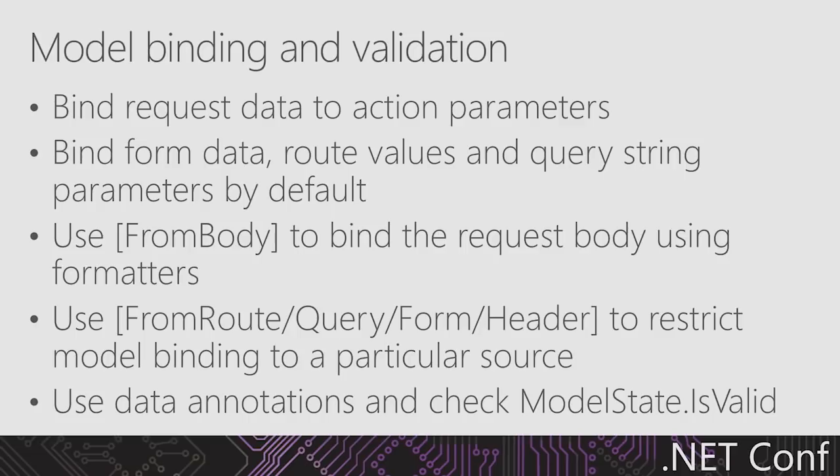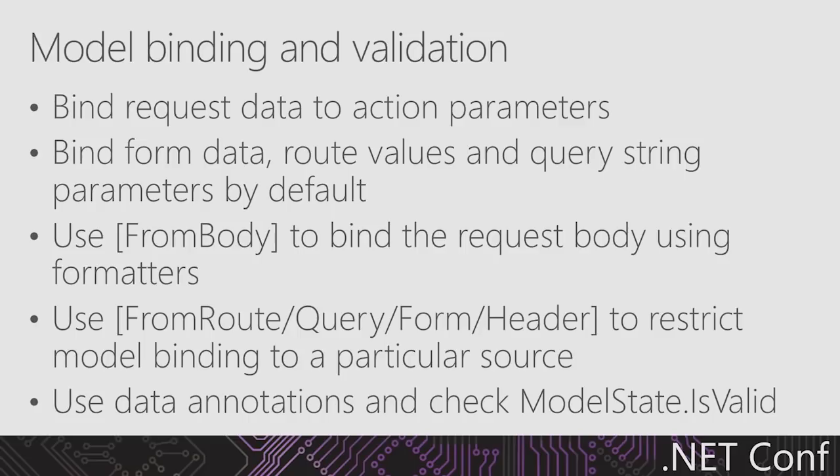And then you can tweak it and control it using additional attributes. For example, if you want what's in the body to be handled by MVC's formatting system, which we haven't talked about yet but will get to in a second, like you want to have some JSON data or some XML that gets handled through formatting and content negotiation, you can say this particular parameter should come from the body. You can also say that a particular parameter should come from route values, or from the query string, or from form data, or from headers using the FromRoute, FromQuery, FromForm, and FromHeader attributes.